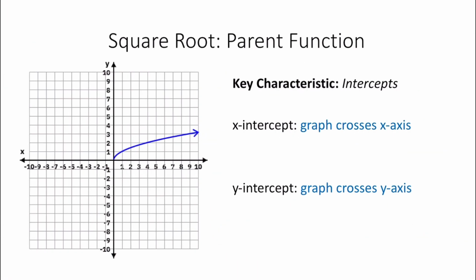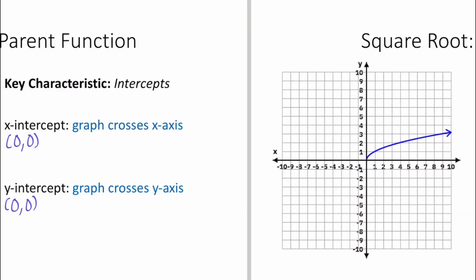So let's talk about the intercepts of this square root function. You can see the x-intercept, where it crosses the x-axis, is here at the origin at (0, 0), and that is where we have a y-coordinate that's 0. Coincidentally, the y-intercept is also at (0, 0) because that's where the graph crosses the y-axis. That's where we have an x-coordinate that's equal to 0. So for the parent function, the x-intercept and y-intercept are both going to be at the origin.